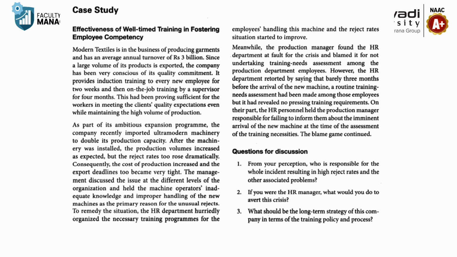On their part, the HR personnel held the production manager responsible for failing to inform them about the imminent arrival of the new machine at the time of the assessment of the training necessities. This is also right. Now see, the HR manager is not even aware about the arrival of new machinery at the time of the assessment of the training necessities. Otherwise, they would have included such questions, they would have tried to understand, they would have tried to identify the training needs, but that did not happen. So the blame game continued. Right? HR is blaming the production manager, the production manager is blaming the HR. So this thing is just going on and on and on.